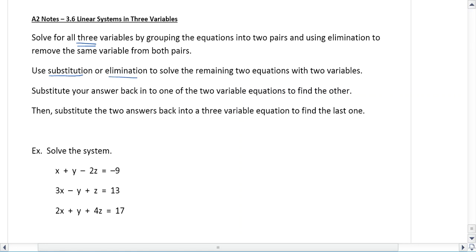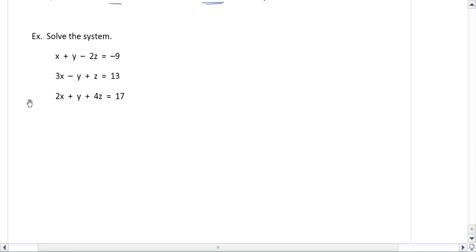Substitute your first answer back into a 2-variable equation, and then after you have 2 of the variables, you go back to one of the 3-variable equations and plug in your 2 answers to find the other one. So it's kind of difficult in words, but let's just look at it as one of these examples.